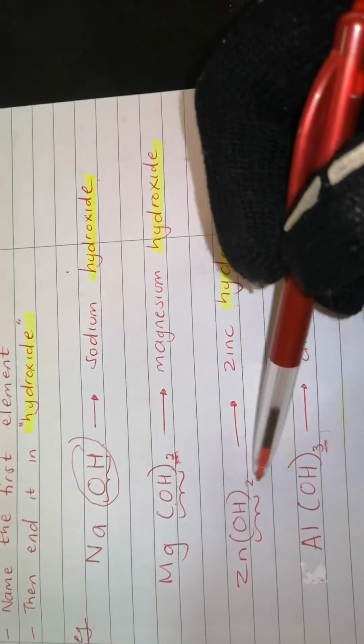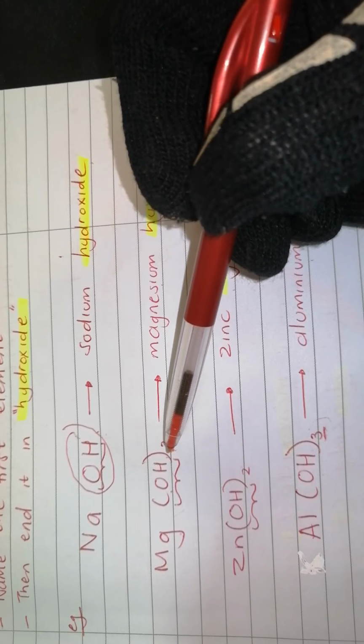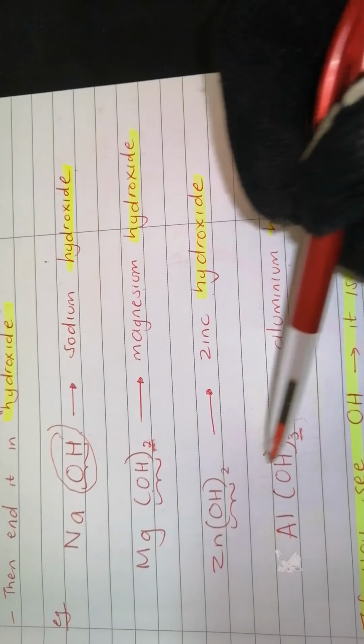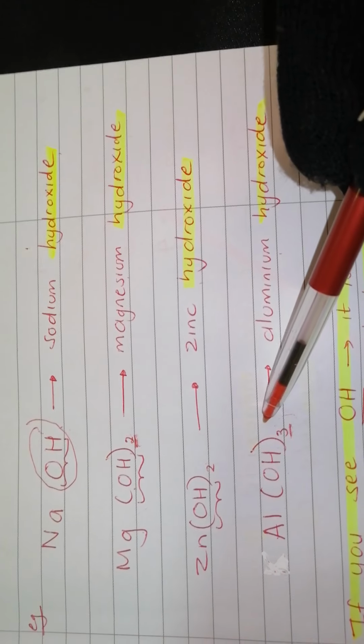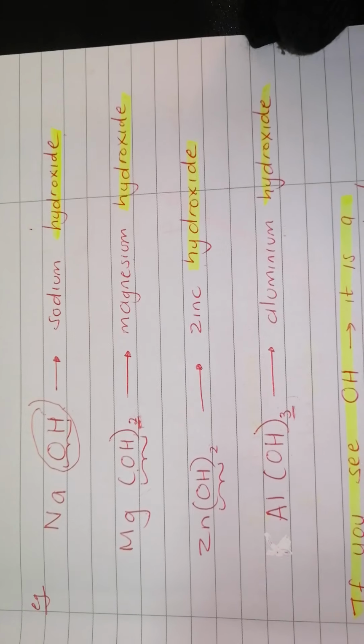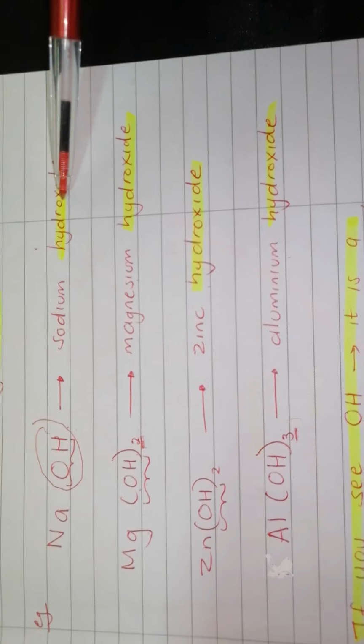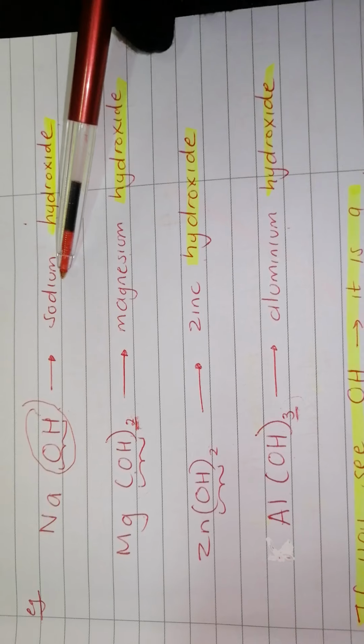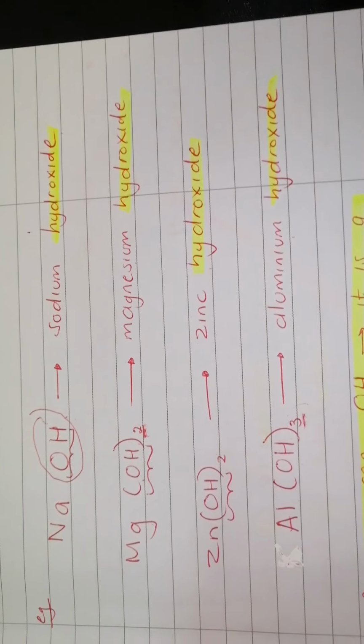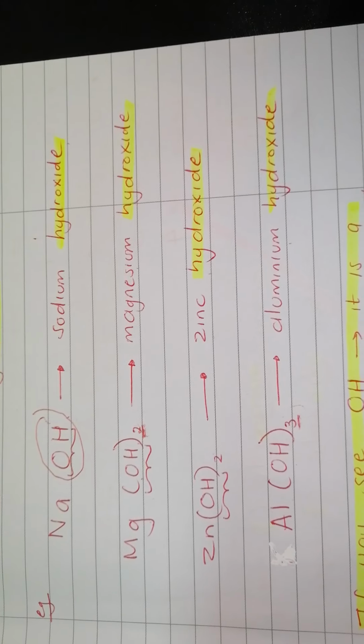Now if you look at all of these, can you see in all of these compounds, here we have 1 hydroxide, here we have 2 hydroxides, also 2, here we have 3 hydroxides. But it doesn't matter how many hydroxides you have, the name will still be the same. You're just going to write the first element and end it in hydroxide. Doesn't matter how many you have, you ignore the numbers and you write hydroxide. So anytime you see an OH, you're just going to end it in hydroxide. And that's it.